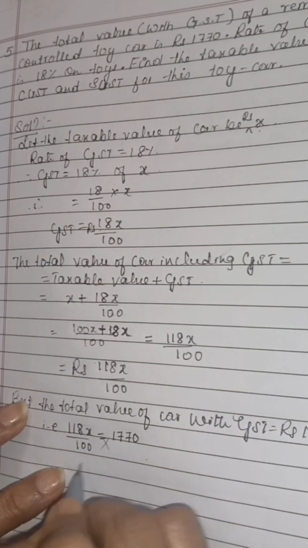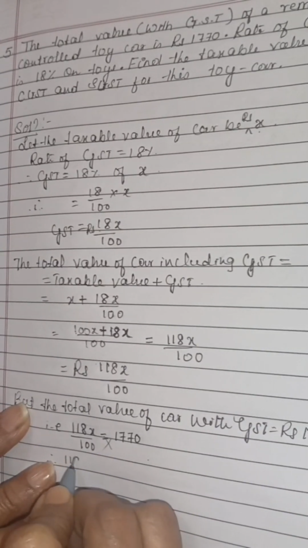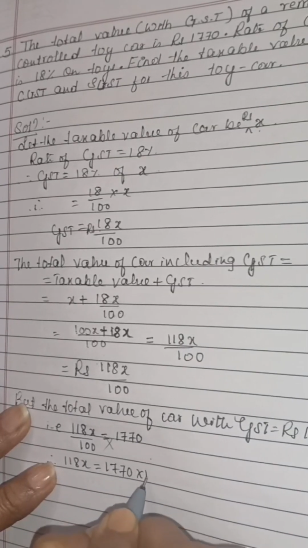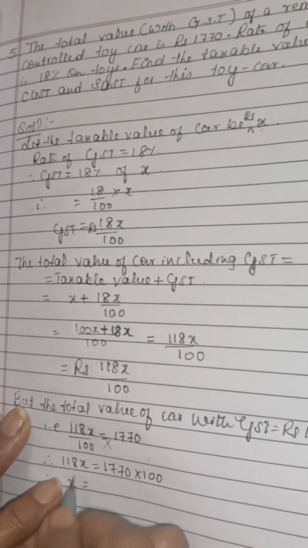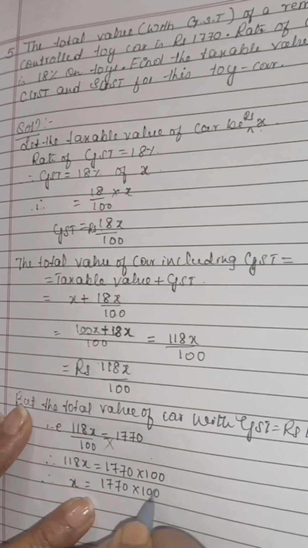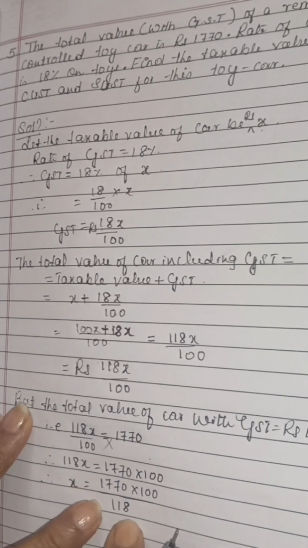Now cross multiplication. That is, therefore, 118X equal to 1770 multiplied by 100. Therefore, we have to find out X. Here it is X, therefore, 1770 multiplied by 100 divided by 118. X we have to find out.